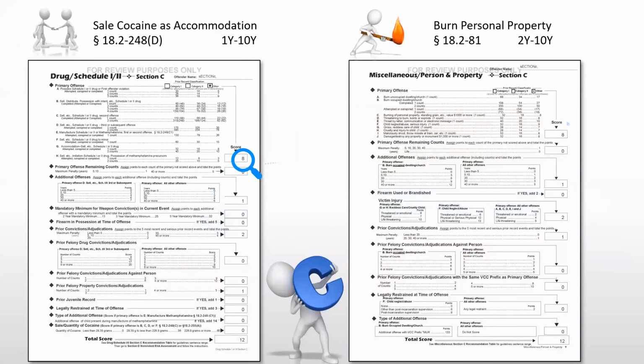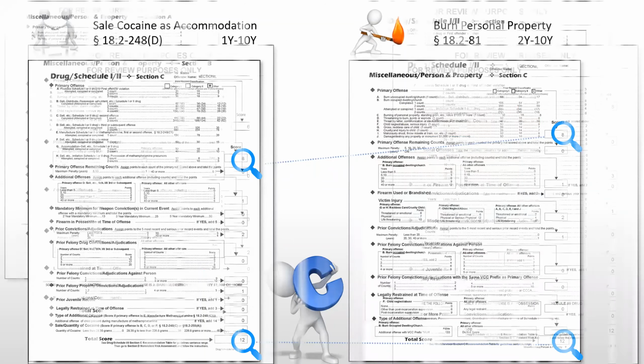In this example, we have sell cocaine as an accommodation and burn personal property, both 10-year maximum. So we go to section C, and you see Cecil is here again. Compare the scores for the primary offense. They both pick up 8 points. We score out all the worksheets on section C. We get a total of 12. So we go to rule number 4, what gives us the highest guidelines recommendation.